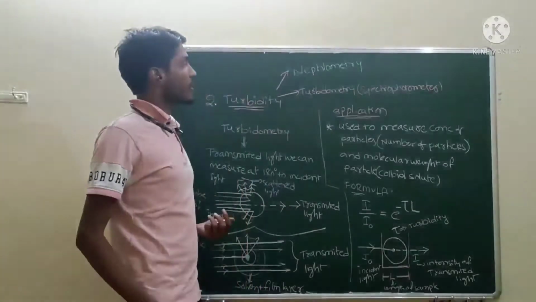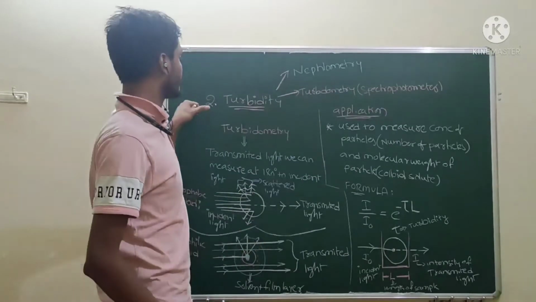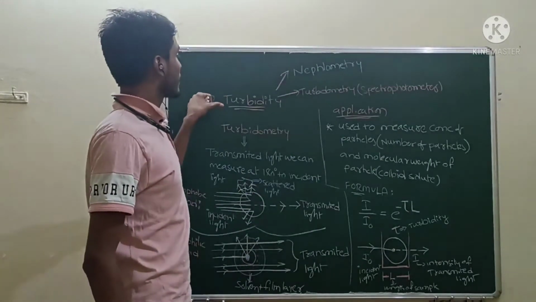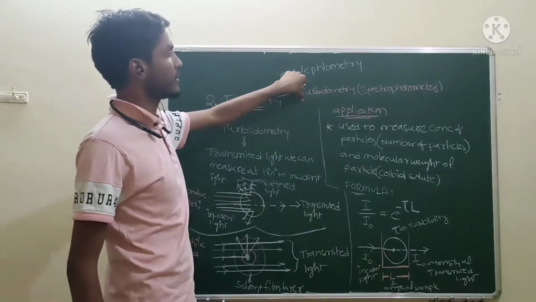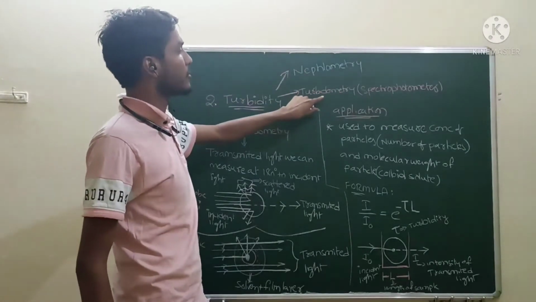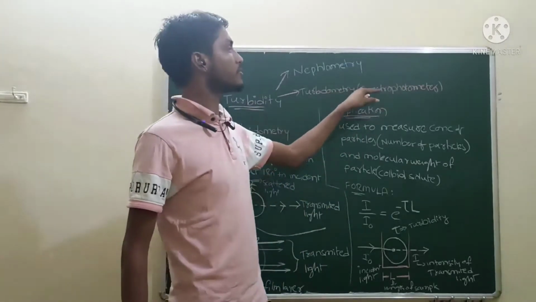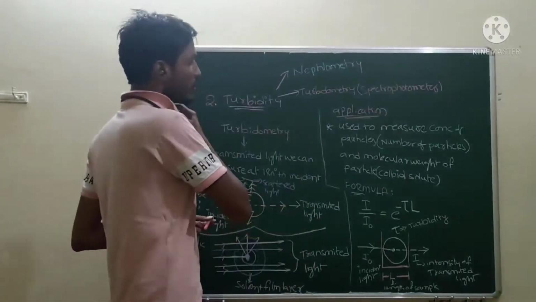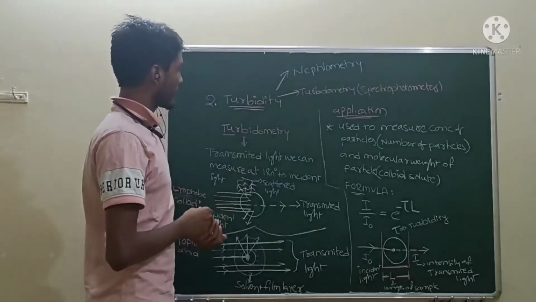Now the second one under the optical properties of colloidal dispersion is turbidity. Turbidity can be measured with the help of nephelometry and turbidimetry. Turbidometry we can also call spectrophotometry, by using a spectrophotometer. So what is turbidity?